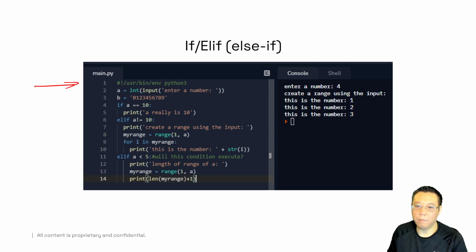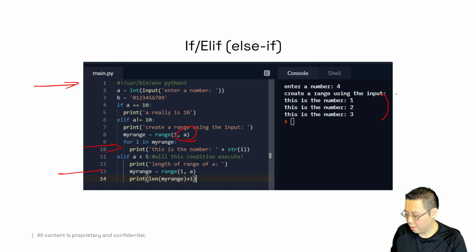create a range using the input. So we'll say A is now part of the upper bound of the range, remember -1, and then loop over the numbers within the range accordingly. We'll stop there for a second. Enter 4. So if I entered 4, 1, 2, and 3 make a lot of sense.